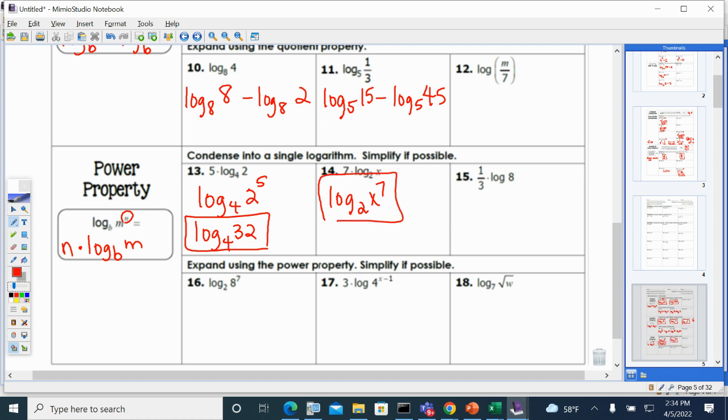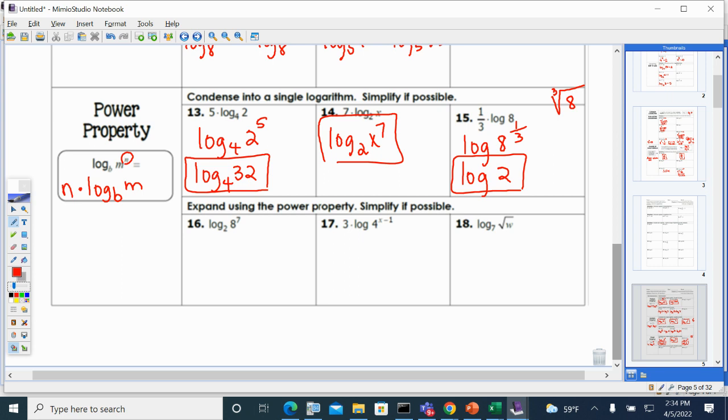Number 15 would be log of 8 to the 1/3 power. Now, you've got to think about what that means. A 1/3 power is the cube root. So another way of writing 8 to the 1/3 power is the cube root of 8, which is 2. So this becomes log of 2. And then for expanding number 16, the exponent just becomes the product. So we get 7 times log base 2 of 8, and that's all we have to do to expand this.